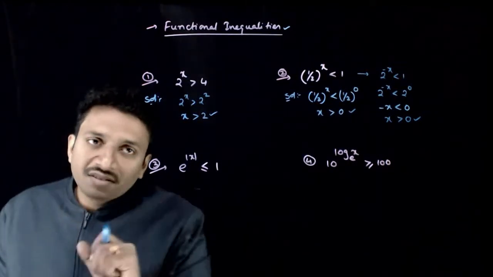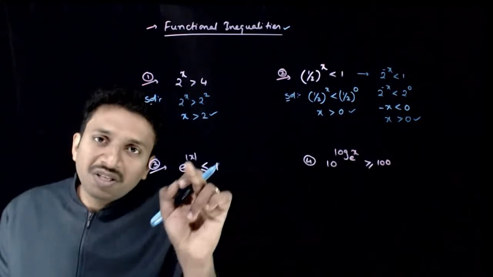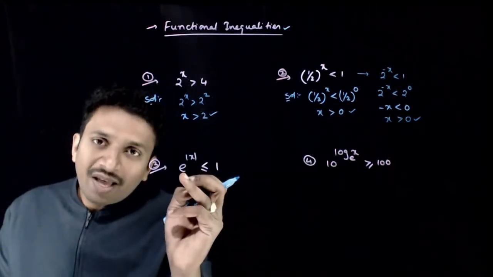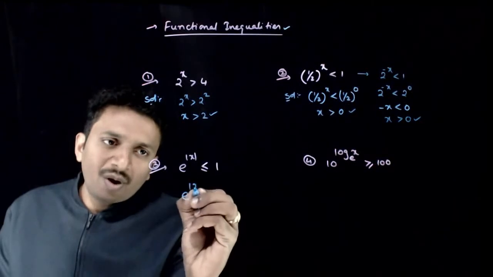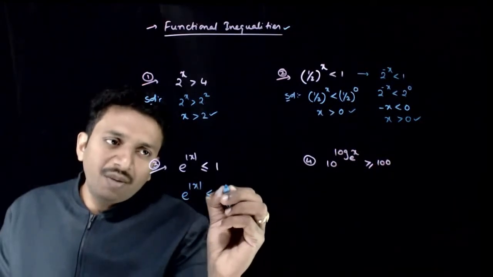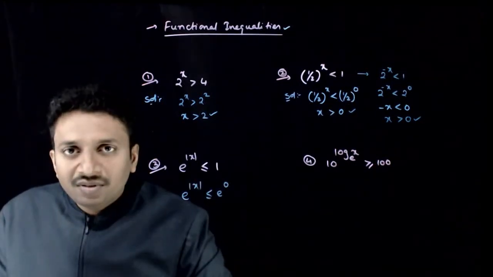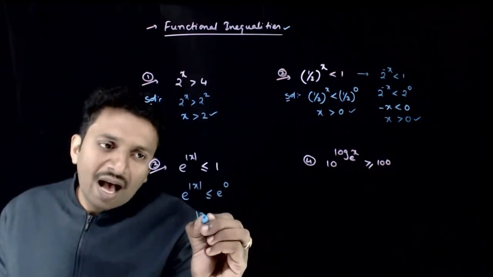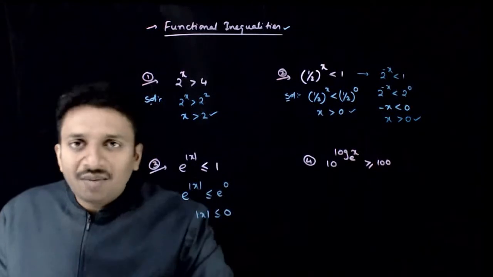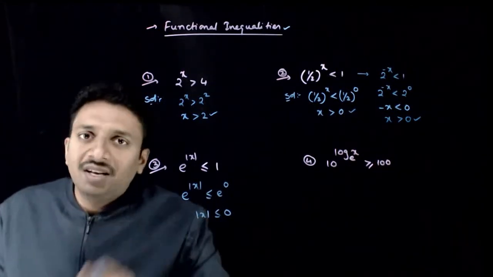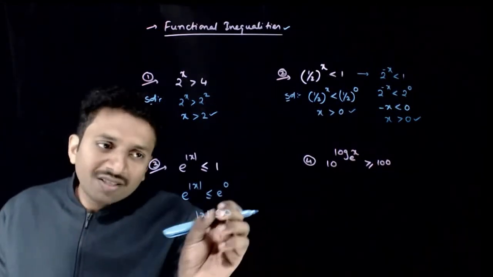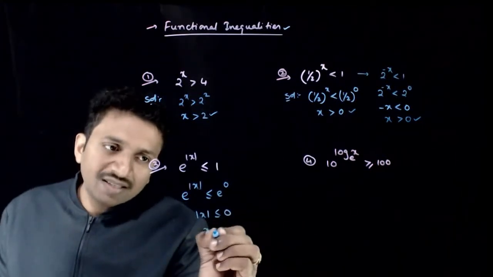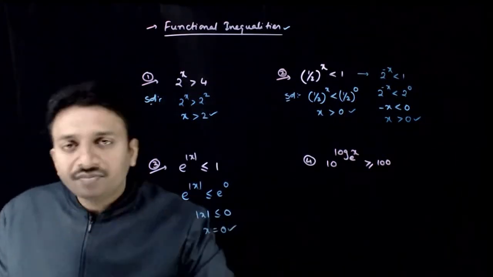Now this is the combined inequality, exponential and modulus. So first let me solve the exponential part. So e power mod x is less than or equal to e power 0. And e power is an increasing function. So the arguments have to follow the same inequality. Mod x is less than or equal to 0. Mod x can never be less than 0. So mod x has to be equal to 0. That means x is equal to 0.